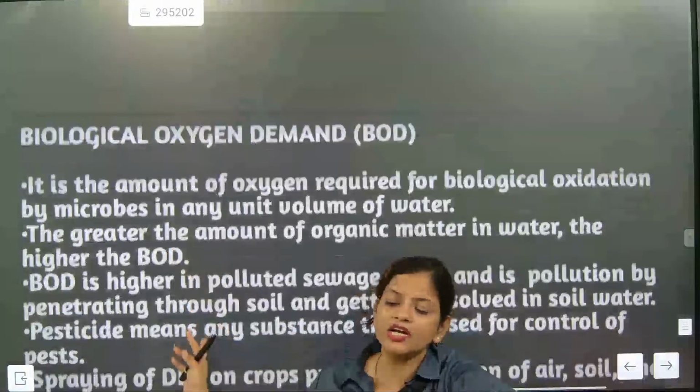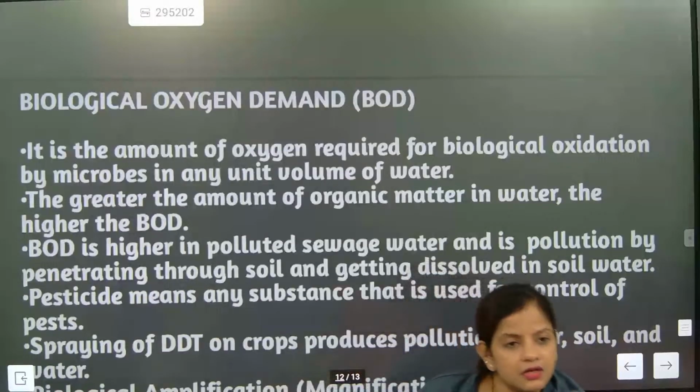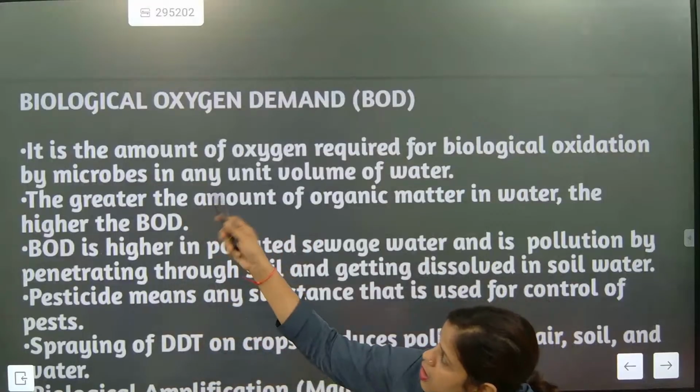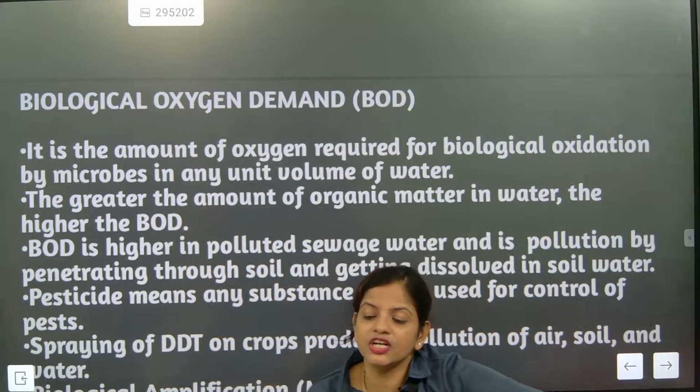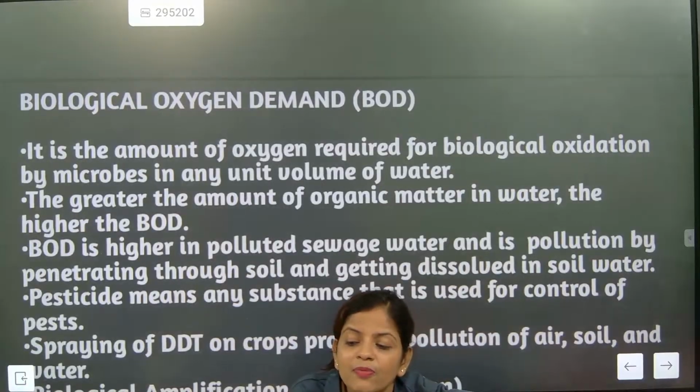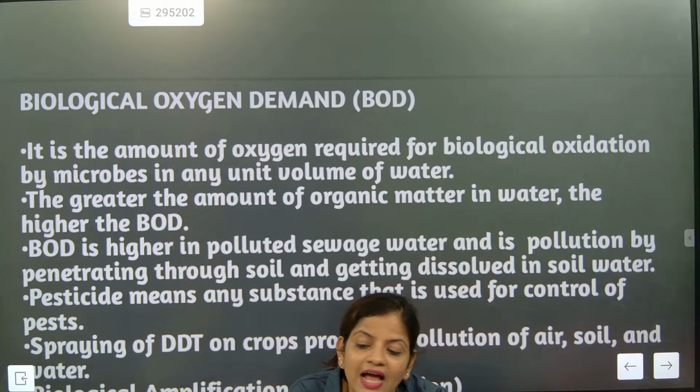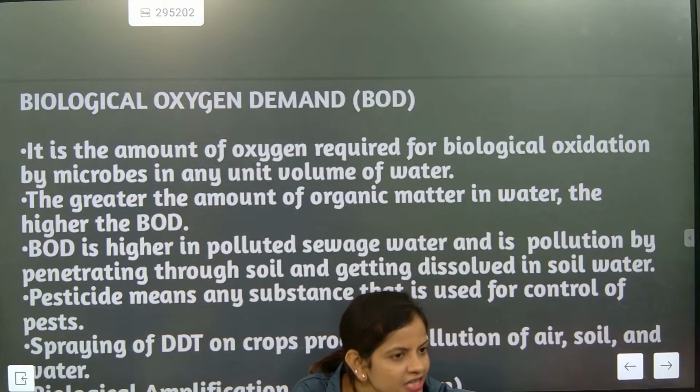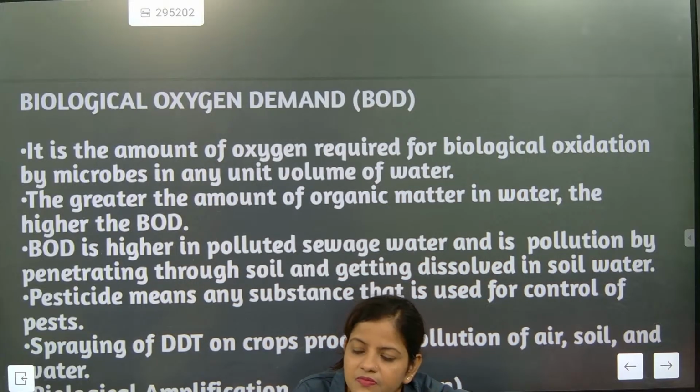So now, biological oxygen demand, BOD. It is the amount of oxygen required for biological oxidation by microbes in any unit volume of water. The greater the amount of organic matter in water, the higher the BOD. Correct? The BOD is higher in polluted sewage water. Why, beta? Because it is bound by the chemicals, and the polluted water penetrates through the soil and gets dissolved in soil water.